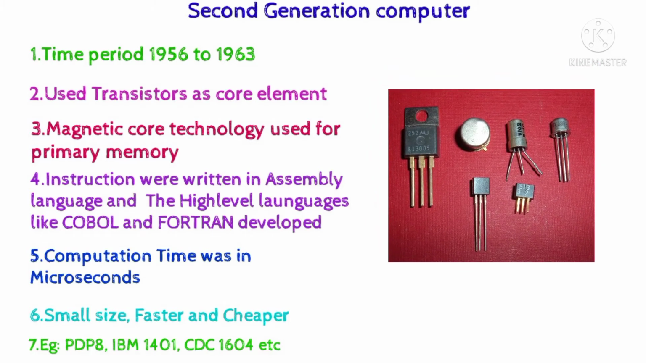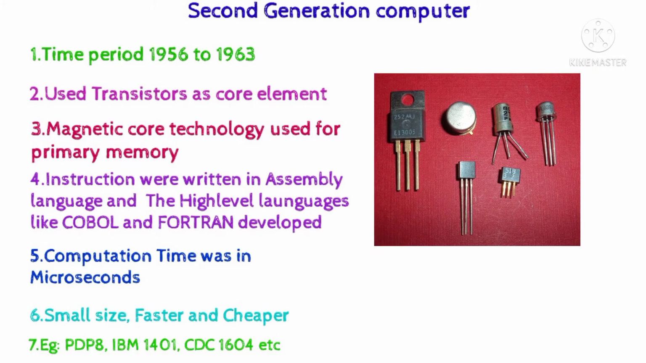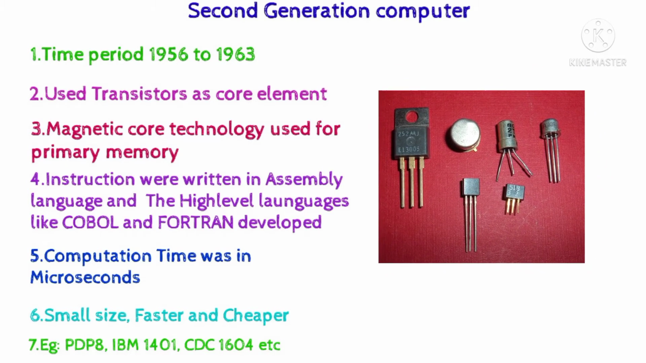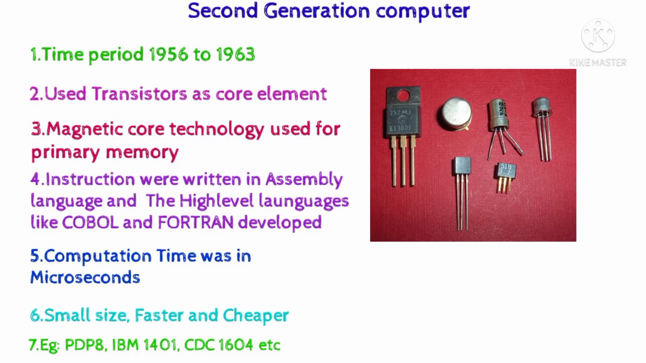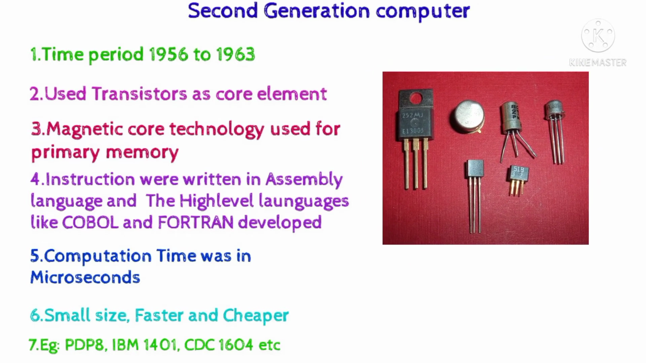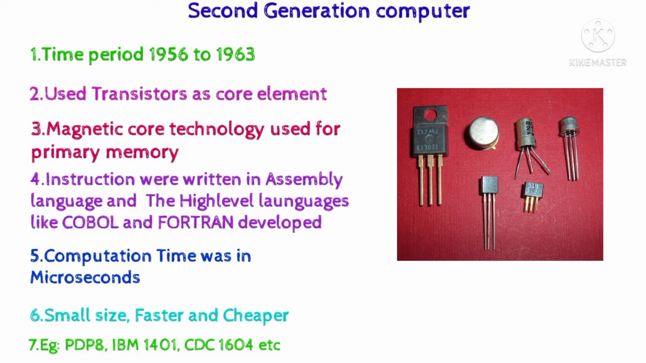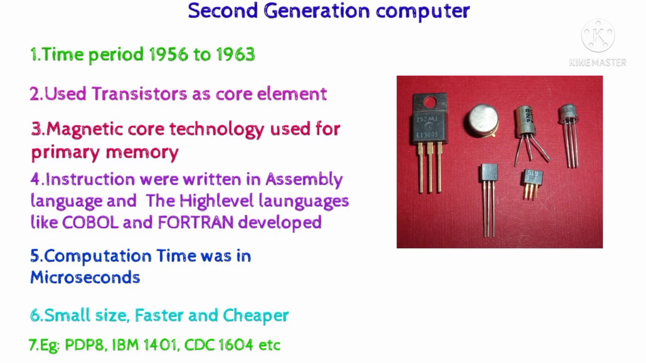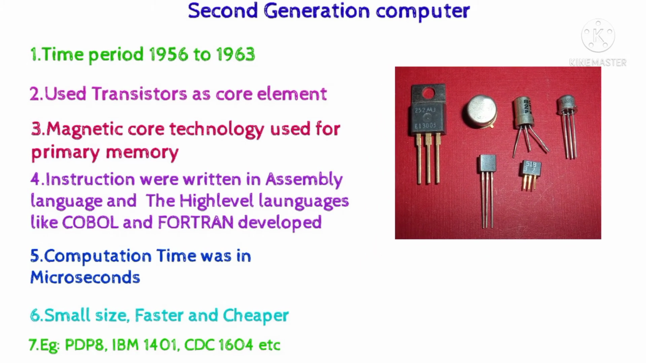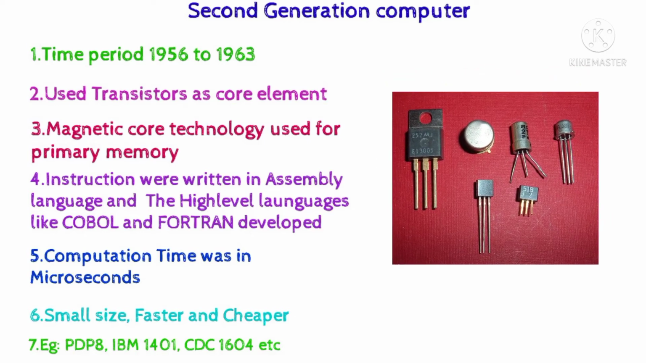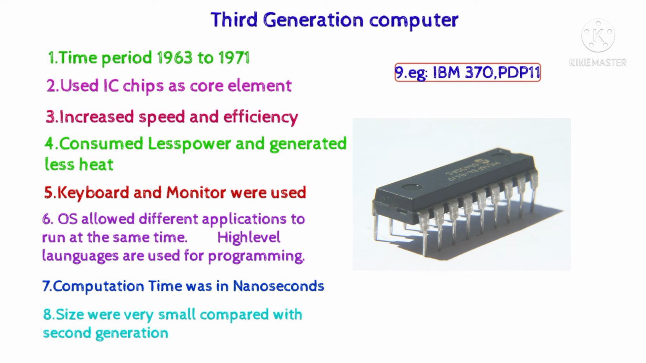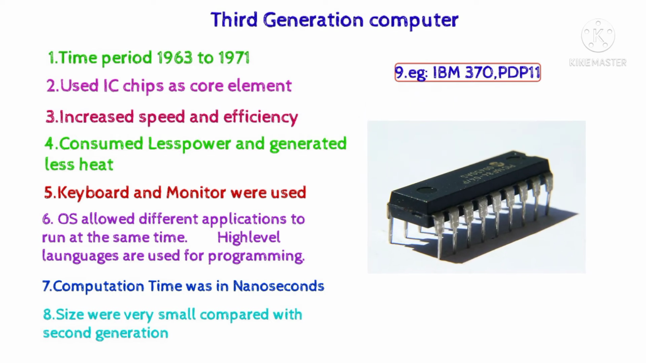The computation time was in microseconds, and also because of the size of these transistors were small compared with vacuum tube, the size of second generation computers were small compared with the first generation. Examples for the second generation computers were PDP-8, IBM 1401, CDC 1604, etc. Next, we will talk about the third generation computer.